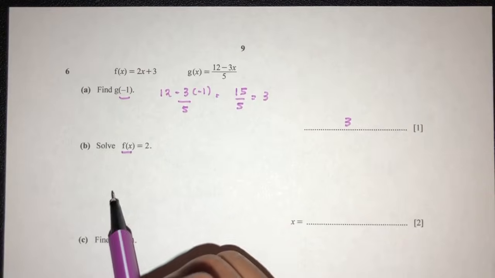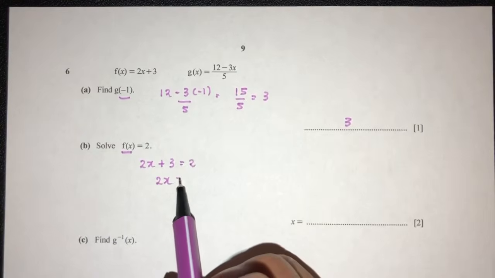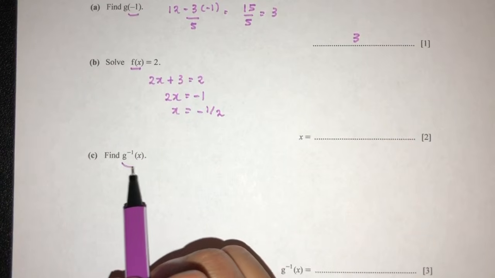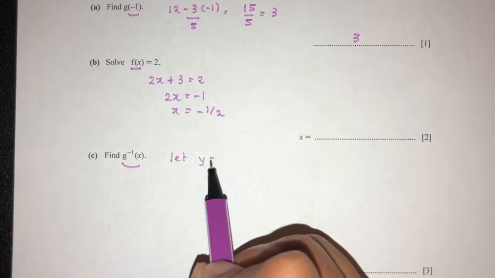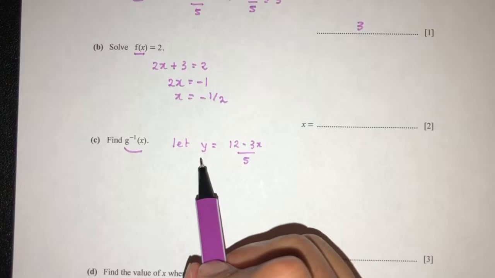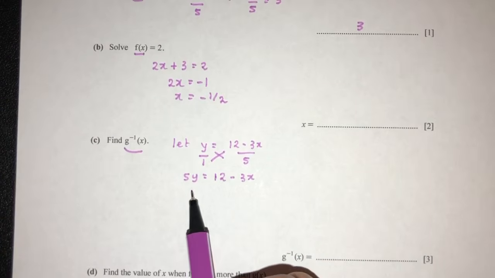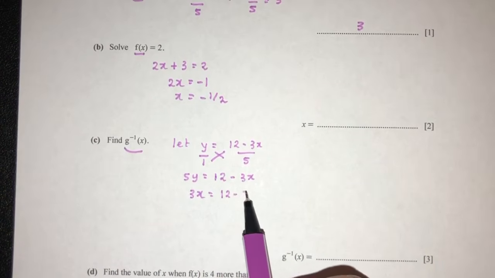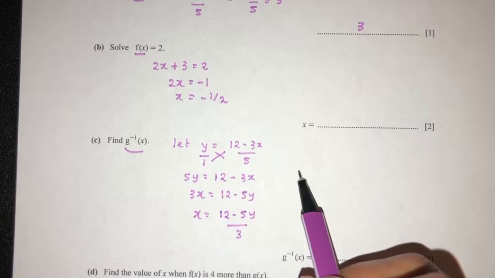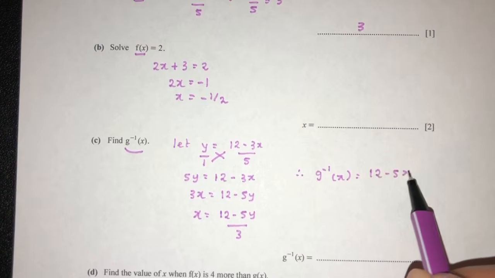Now this one, let's solve for the value of x. So we have 2x plus 3, that will be 2. 2x will be minus 1, x will be minus half. Now for this one, find the inverse, pretty easy. Let y is equal to g inverse, which is 12 minus 3x over 5. Now we have to make x the subject, so first thing first, cross multiply, that will be 5y will be 12 minus 3x. So 3x will be 12 minus 5y. X will be 12 minus 5y over 3. So finally, g inverse, it is in terms of x. So we have to change the y to x. That will be x here, and then it will be 3.